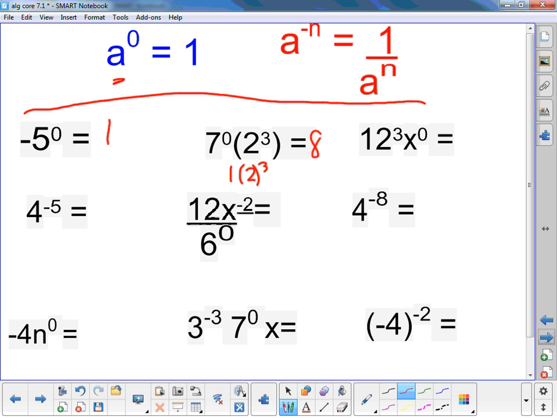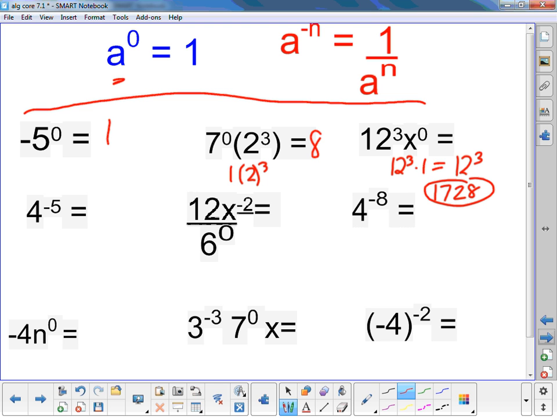12 to the third, x to the 0. X to the 0 is 1, so I'd have 12 to the third times 1, which is just 12 to the third. And if you plug in 12 to the third, you get 1,728.